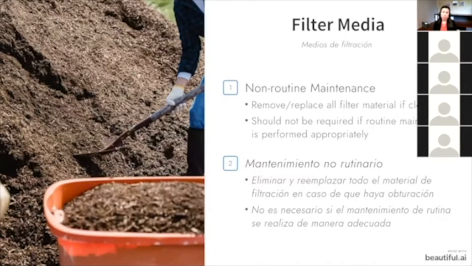The non-routine maintenance for rain gardens would be to remove or replace all of the filter media if it has been clogged. If you're doing your proper routine maintenance, this should not be required, but just so you know, if you get to the point where your filter media is clogged, then that is what you would have to do: replace all of it.